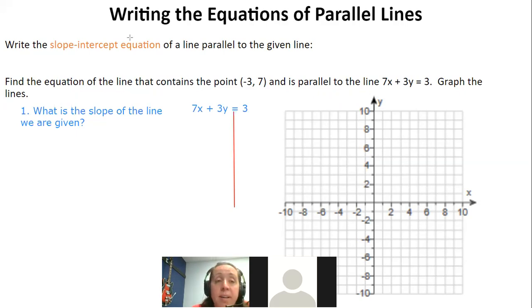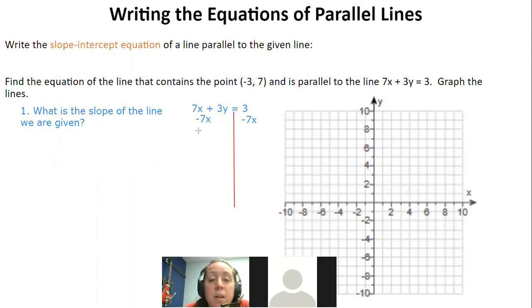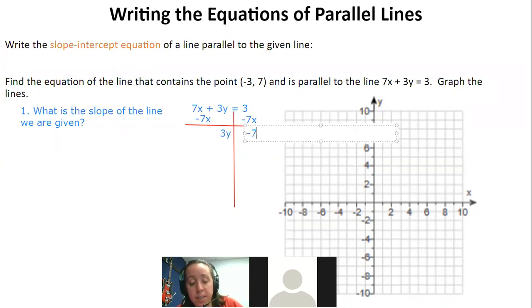We have to subtract 7x. So I'm going to go minus 7x, and then minus 7x. Good. Then what would I be left with? What's left on the left side there? I would then have to divide by 3. You're so right. So 3y equals negative 7x plus 3. And then I got to divide by that 3.